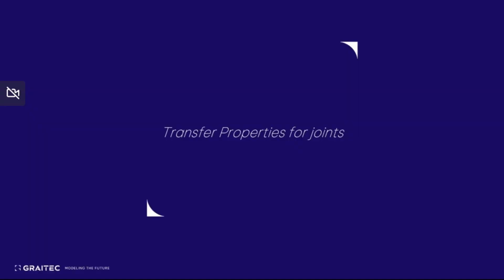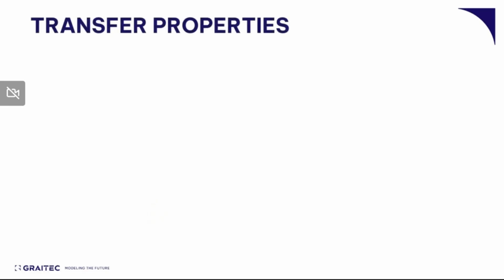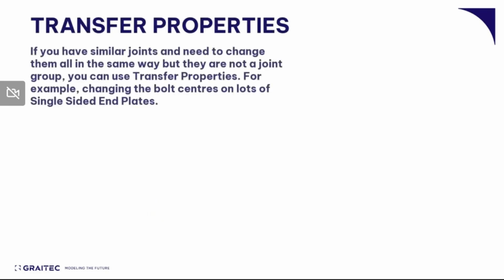Next up, we've got transfer properties for joints. So this is an interesting tool. If you have similar joints in your model and you want to change all of them in the same way, but they're not a joint group, joint groups need to be used with a little bit of caution, then instead of using a joint group, you can use transfer properties to make all the joints match. It's a bit like match properties for joints.